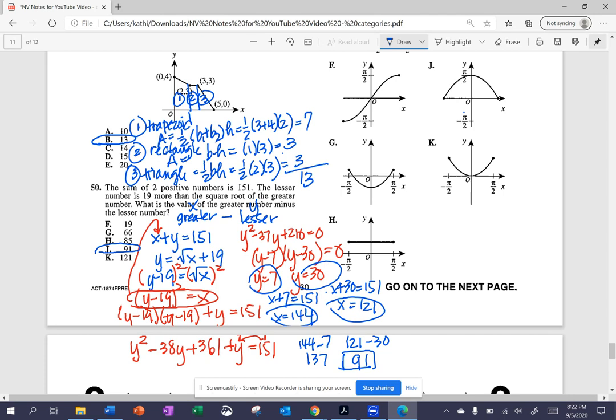That one's a lot of work. So if you're working these and you get to this, if it's taking you more than a minute, I would just end and guess and come back to it if you have time at the end. All right, 51.